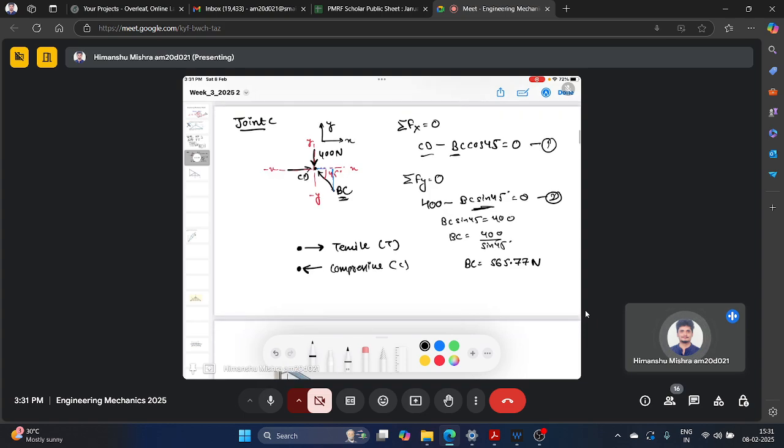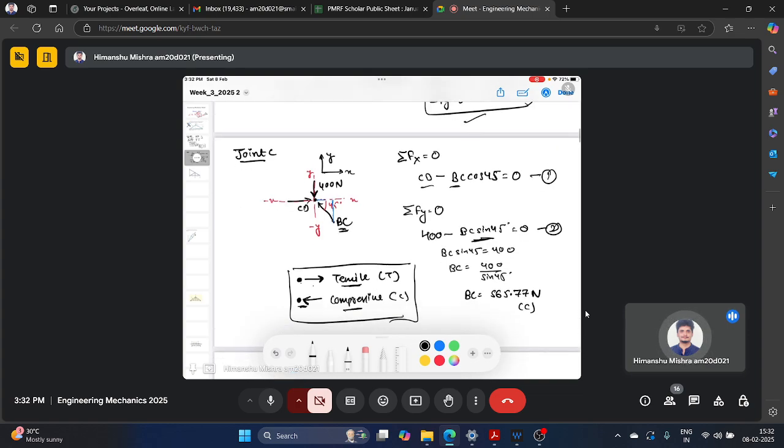Right. So if the force is away from the joint, then that will be referred to as a tensile force. And if it is towards the joint, then it will be referred to as a compressive force. You can see for the BC case, the force in member BC is going towards the joint, so this will be compressive in nature. That is very useful in problems, because in many questions they ask you to describe the nature of the forces. So this is a good way to describe the force in each member.